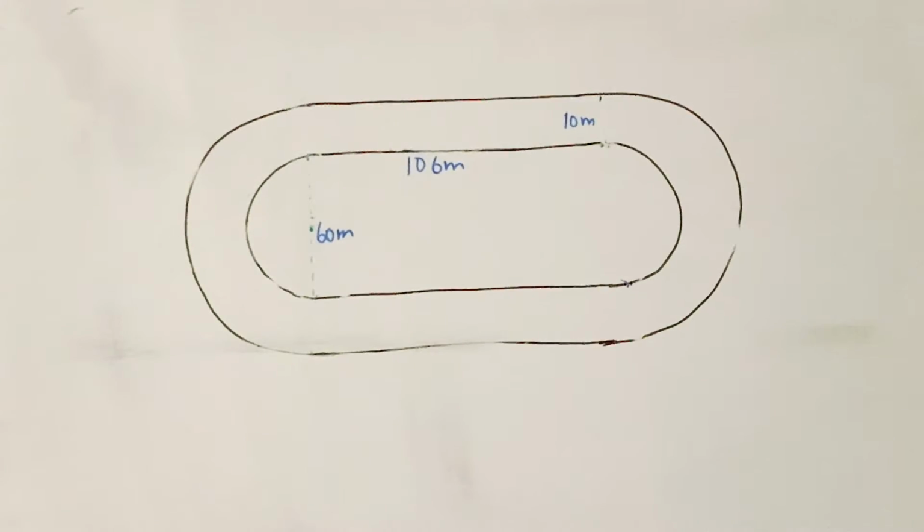Now the second part of the question is to find the area of the track. For finding the area of the track, you have to divide this figure in a convenient way to get the answer. Okay, let us see how to divide the track.